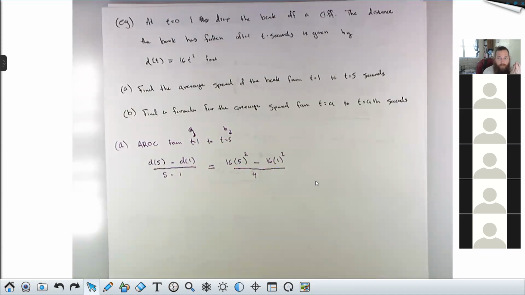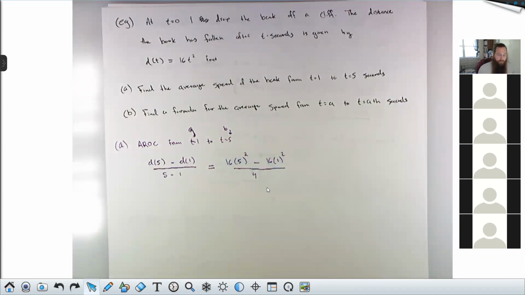There's a bunch of ways to try and simplify an expression like this. Let me show you the smart way. The naive or obvious thing to do here is to say, okay, 5 squared is 25, 16 times 25 is some big number, I don't know, let me get out my calculator. 1 squared is 1, 16 times 1 is 16. Okay, so I'm gonna use my calculator to compute this, and then I'm gonna use my calculator to subtract, and then I'll use my calculator to divide.